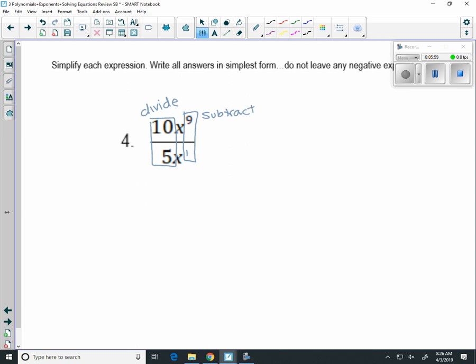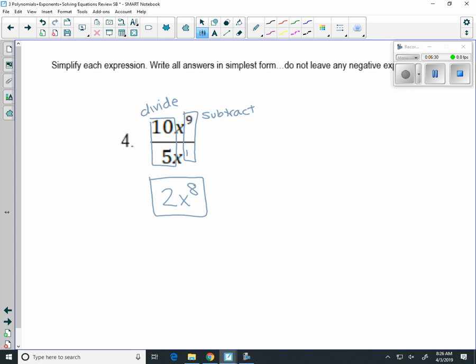If it was x to the 9th on top and y to the 1st on the bottom, we couldn't do anything with those. But since they have the same base, we can subtract. 10 divided by 5 is 2. 9 minus 1 is 8. Next problem. So divide your bigs, subtract your littles.